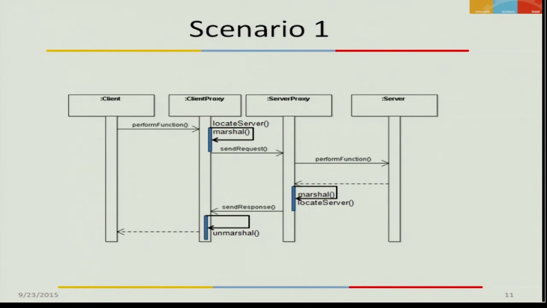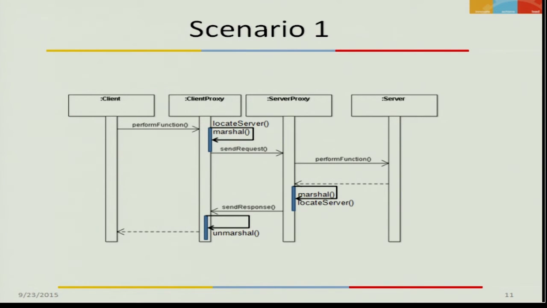Let's look at the first scenario, how this interaction can happen. In this particular scenario, in fact, we don't even have a broker. We will see an example of that. So that obviously means that somehow or someone should basically know where the server is. In this scenario, the client says that it wants to execute a particular function, perform function, and this client proxy, which actually has implemented the server interface, receives this call. Client proxy locates the actual server, so client proxy should know where the server is, and then it will marshal the data that the perform function is sending as an input.